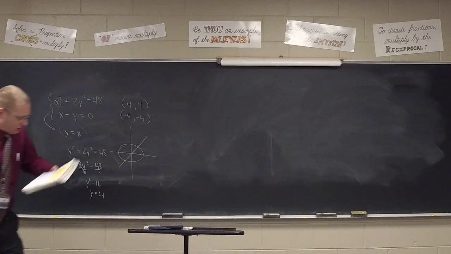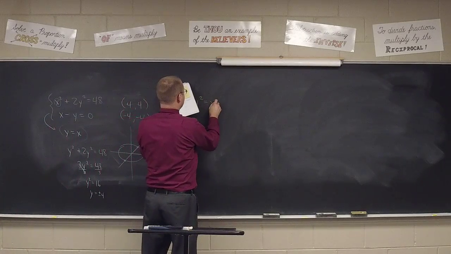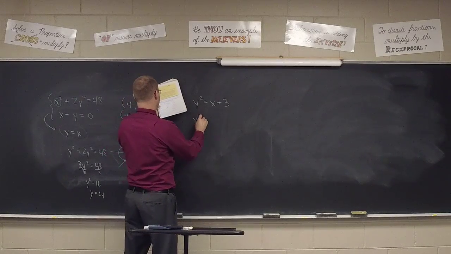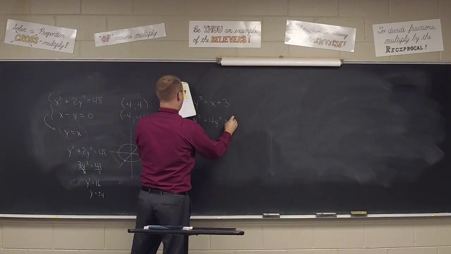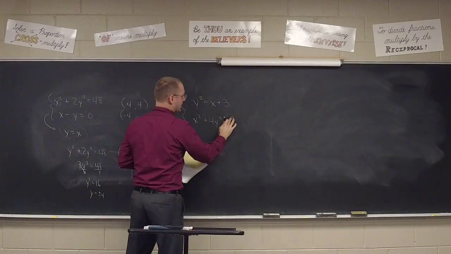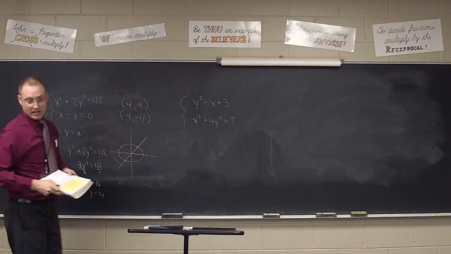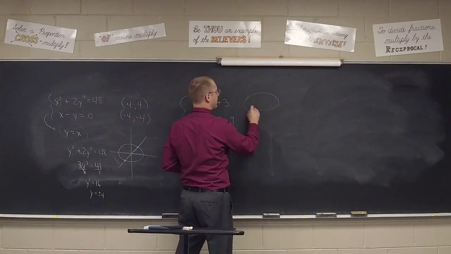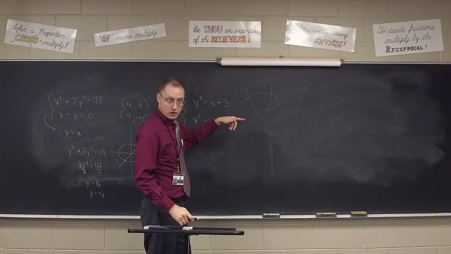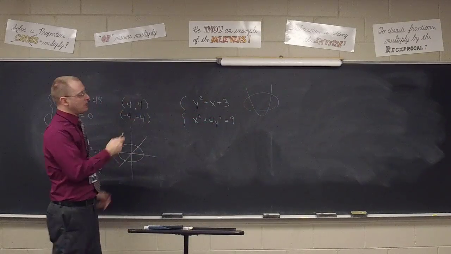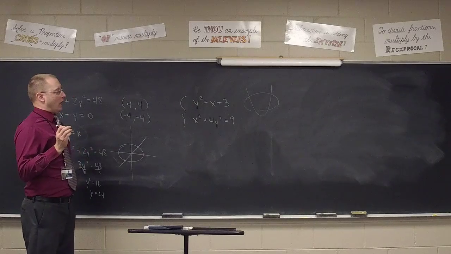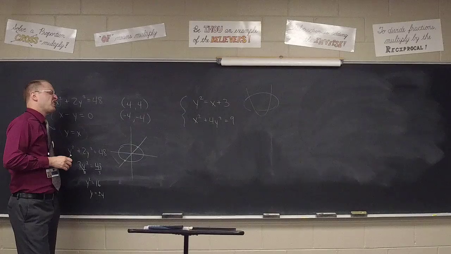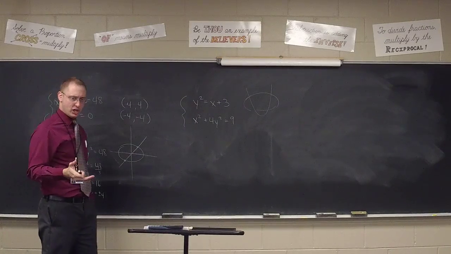Excellent. Number 7, we've got y squared is equal to x plus 3. Quentin, that is a parabola. Good. And the x squared plus 4y squared, that is an ellipse. So with a parabola and an ellipse, let me picture this, right? You could get upwards of 4 points, couldn't you? You could get fewer than that, obviously. Can we solve using the addition method? No. You kind of maybe could, but it's a long shot.